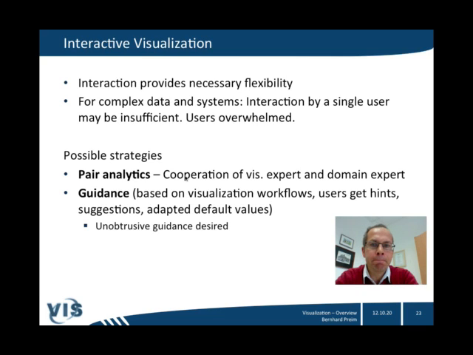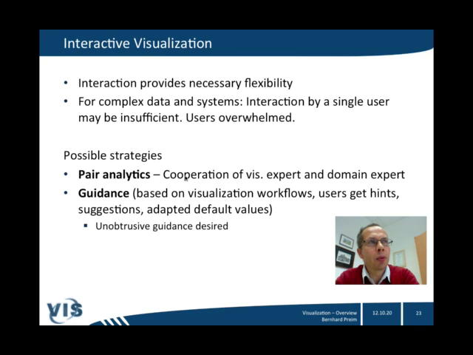But for complex data and complex systems, even the interaction that a single user applies to the data may not be sufficient to fully understand the data. There are possible strategies for these situations as well, like pair analytics, where a visualization expert and a domain expert analyze the data together. The domain expert may say to the visualization expert, try to highlight particular data, try to show me whether there is a relation between this attribute and this attribute. And it is the visualization expert who actually carries out the interactions.